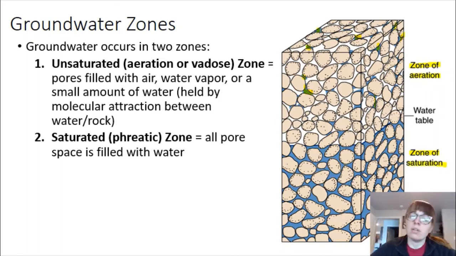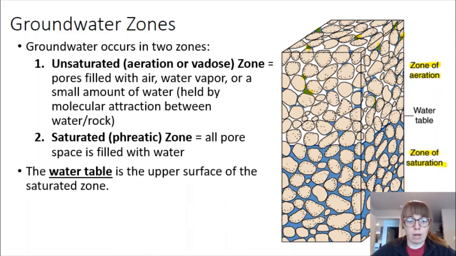And then the second zone is called the saturation zone, the saturated zone, or it's sometimes also called the phreatic zone. And this is when all of your pore space is filled with water. So we can see down here in our zone of saturation that all of our pore space is filled with water, with that blue down there on the bottom. And the distinction between the two, the top of the saturated zone, is called the water table. So here I'll highlight the water table for you.